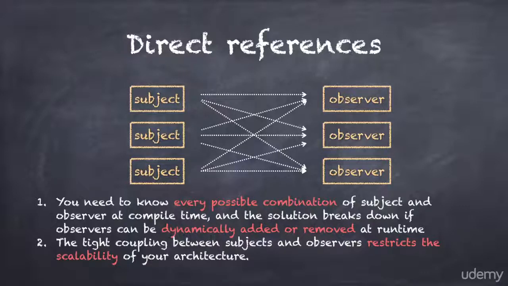But there are two problems with this solution. First, you need to know every possible combination of subject and observer at compile time. The solution breaks down if observers can be dynamically added or removed at runtime. And second, you are creating a very tight coupling between the subjects and the observers. This restricts the scalability of your architecture.